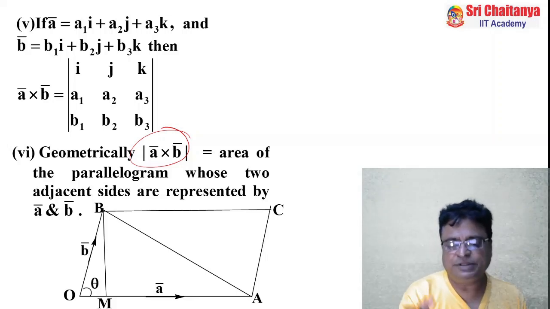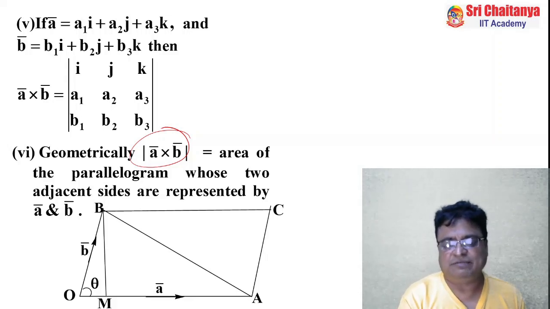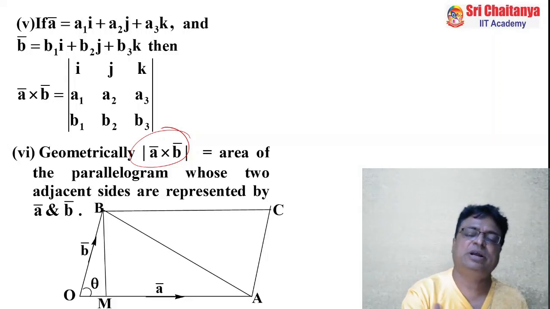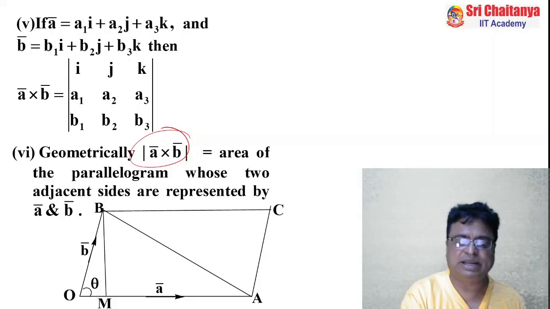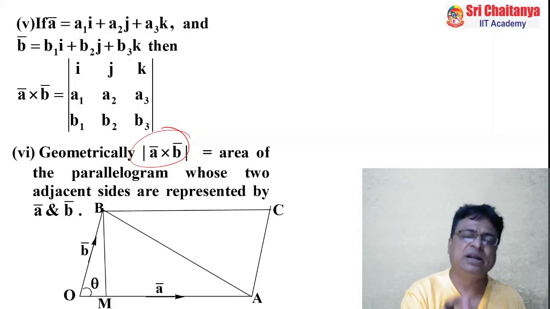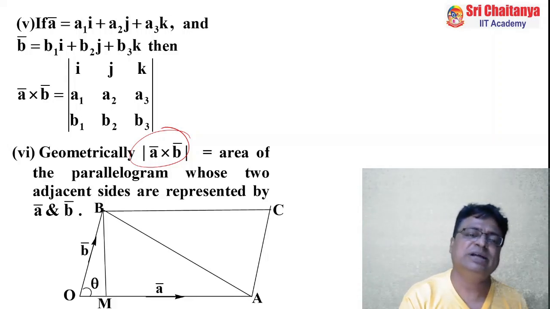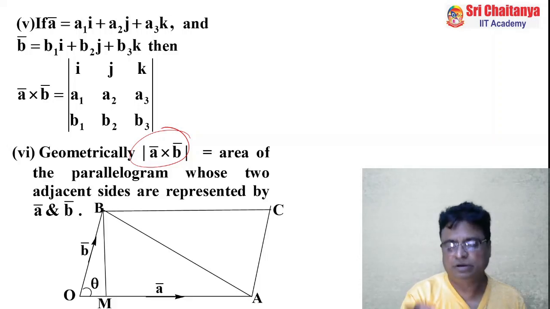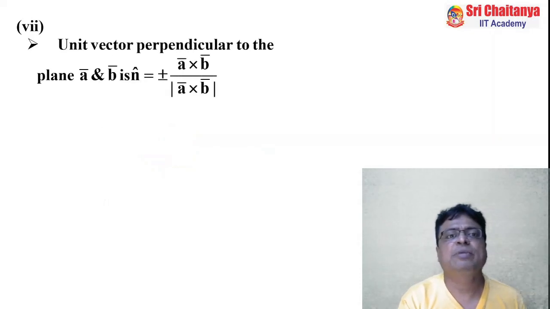Actually, the magnitude of the vector product indicates area, whereas the vector product itself indicates vector area. I can say vector area of the parallelogram also. Or simply I can say the cross product between two vectors is the vector area of the triangle for which a bar and b bar are the adjacent sides. That is also another geometrical interpretation. Anyhow, the cross product indicates area. Okay.